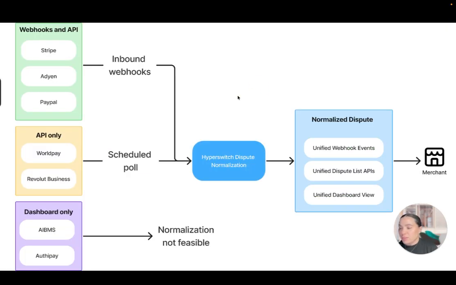Now look at the diagram. You can see Hyperswitch sits in the middle. There are inbound webhooks from Stripe, Adyen, PayPal, scheduled polling from Worldpay and Revolut Business, and they're all flowing through the Hyperswitch dispute normalization layer. The merchant gets one unified surface: unified webhook events, unified dispute list APIs, and unified dashboard view.